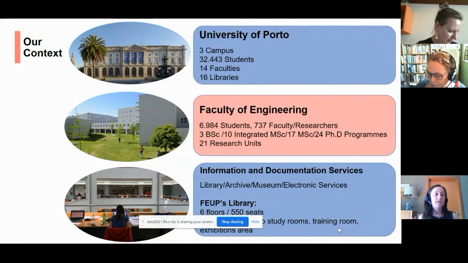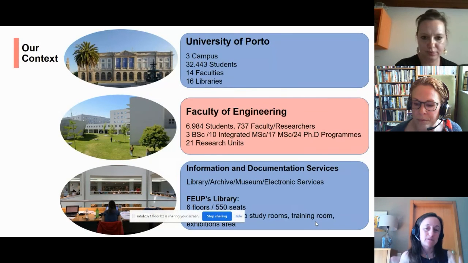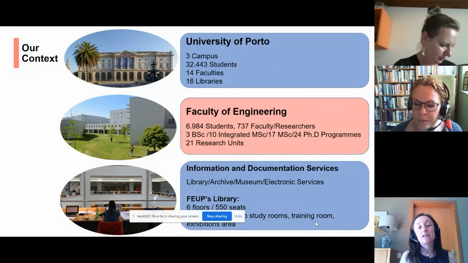So just for you to have a notion of our context, we belong to the University of Porto, which comprises three campuses. We have around 32,000 students and 14 faculties. The Faculty of Engineering is one of them, and 16 libraries. So I work in one of those libraries, the Faculty of Engineering's library. In this technological school, we have around 7,000 students and around 740 faculty and researchers. Concerning the programs, we have bachelor and master in science and PhD programs. The numbers are there so that you can check, and 21 research units.